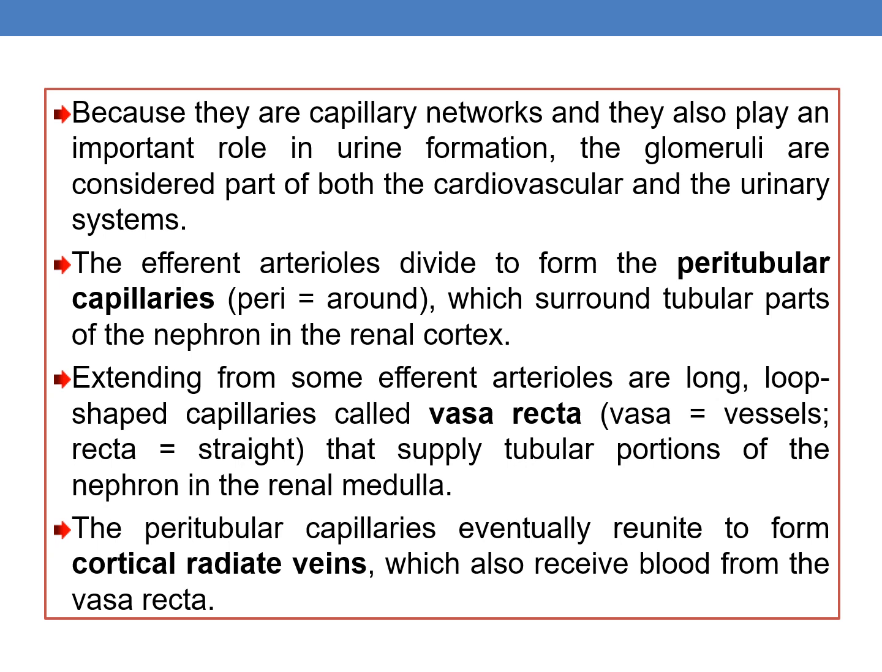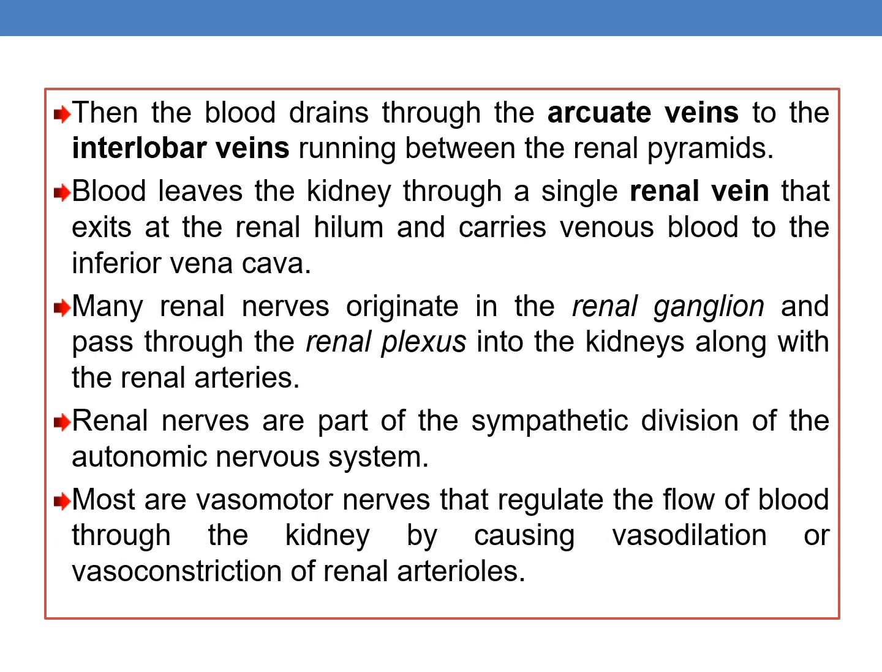The peritubular capillaries eventually reunite to form cortical radiate veins, which also receive blood from the vasa recta. Then the blood drains through the arcuate veins to the interlobar veins running between the renal pyramids. The blood leaves the kidney through a single renal vein that exits at the renal hilum and carries venous blood to the inferior vena cava.